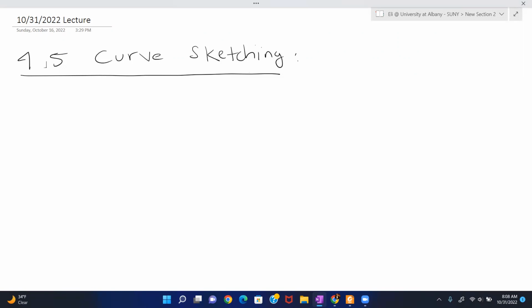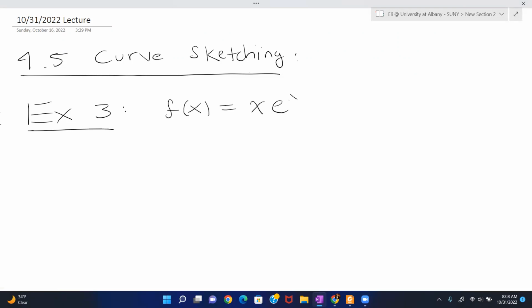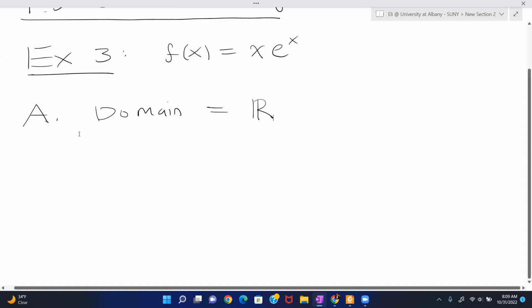Okay, so we're going to look at example 3 in 4.5. The function we're given is f of x equals x e to the x, and we want to plot this. First of all, we want to know what the domain is. In this case, as contrasted with the other examples, the domain is all of R. In the other examples, we had denominators, so we had to worry about division by zero. In this case, we don't have anything like that. Okay, so that's the domain.